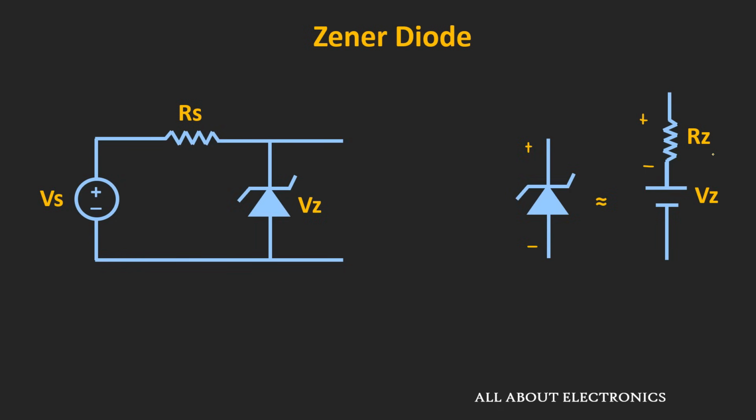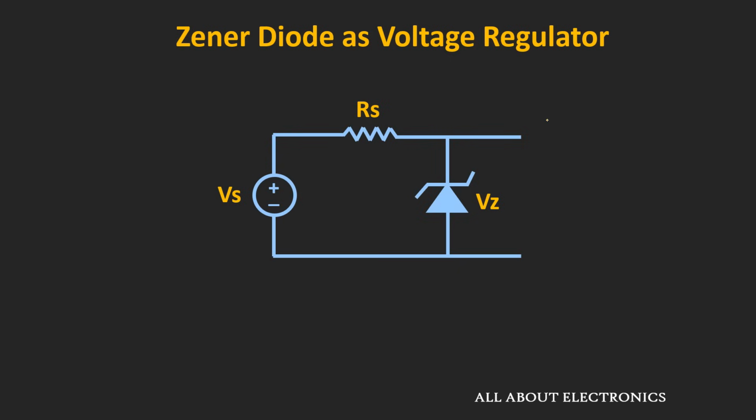Apart from that, we will also assume that the Zener current IZK is equal to 0. That means in the reverse bias condition, the current which is required to turn on the Zener diode is also 0. So under these assumptions, now let us see how the Zener diode can be operated as a voltage regulator. Under this approximation, if the supply voltage Vs is more than Vz, the Zener diode will operate in the breakdown region and it will provide a constant voltage Vz across the two terminals.